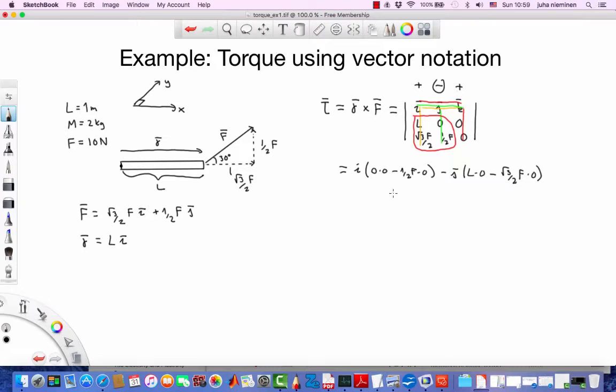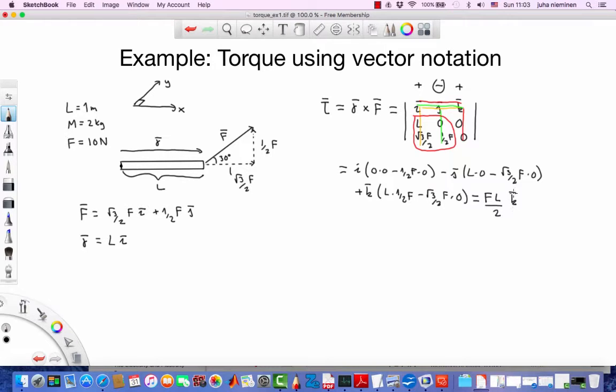So in the j direction we have positive, so k direction. So what do we get? L times half f minus square root of 3 over 2 f times 0. So as you can see, all of these are zeros, so we only have contribution from the k direction. And to be exact, we have f times L divided by 2 in k.